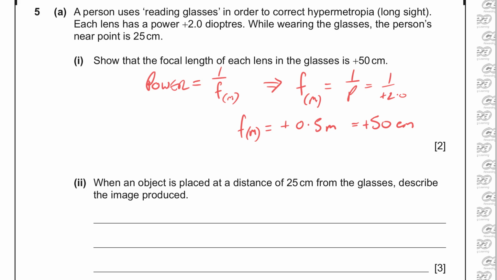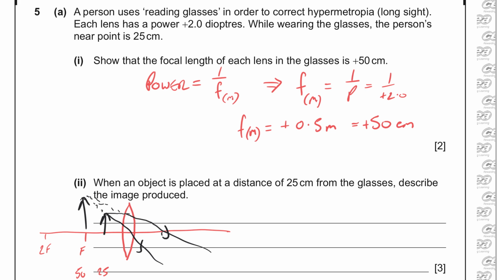Part 2, when an object is placed at a distance of 25 centimeters from the glasses, describe the image produced. Okay, so this is a focal length of 50. We're putting the object at 25. So if you think about that, we are placing the object sort of halfway between F and the lens. And that is the position for what we call the magnifying glass diagram, the simple microscope.